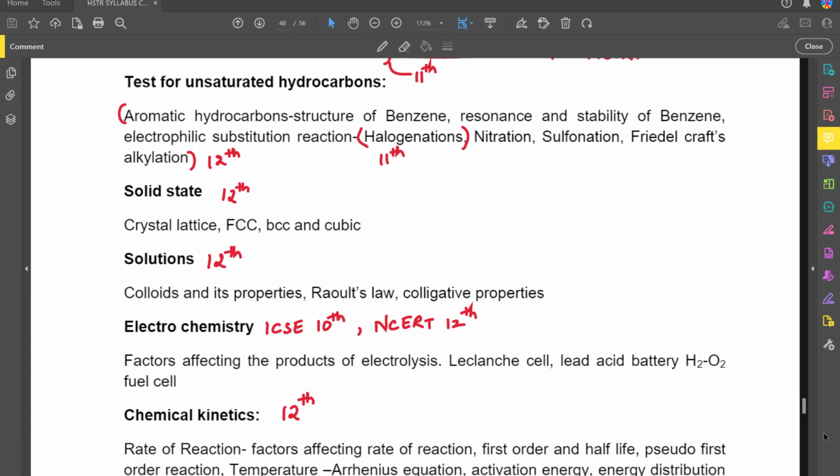Okay, next is the solid state. Solid state is in class 12th only. Okay, next solutions, this is also in class 12th, means the PUC second year textbooks portion is started now. Solid state, solutions, electrochemistry, chemical kinetics, all this is there in PUC second year books. Anyway, in electrochemistry, the basic things of electrolysis and the Leclanche cell are given in the ICSE 10th book also.